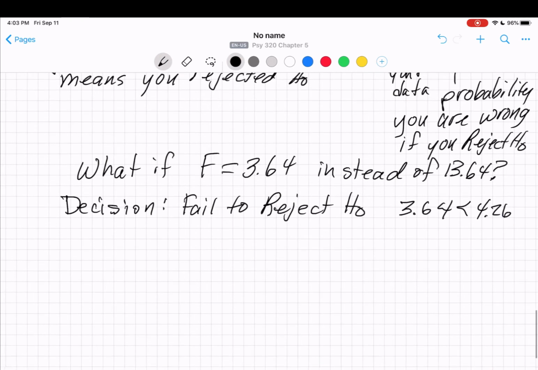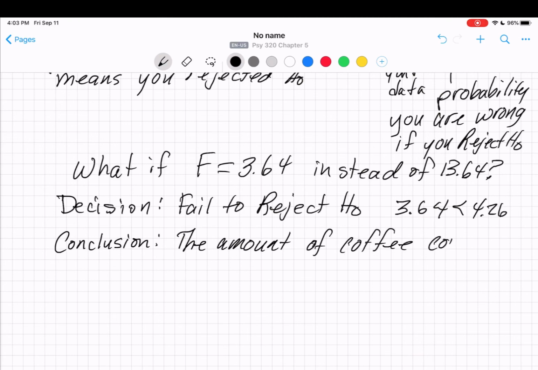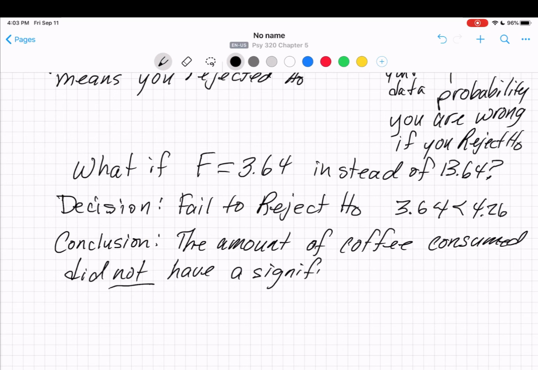So in this situation, our conclusion would be: the amount of coffee consumed did not have a significant effect on number of hallucinations.